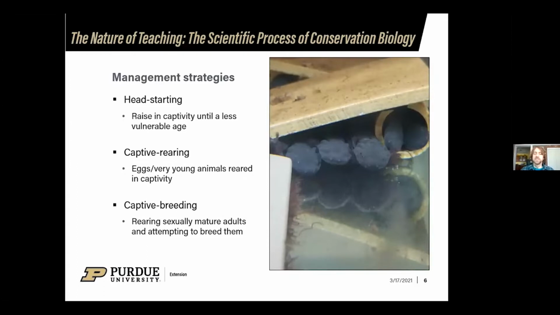Captive rearing, which is just raising eggs and young animals in captivity until they're ready to be released. And then captive breeding, which is rearing or taking sexually mature animals and attempting to breed them.